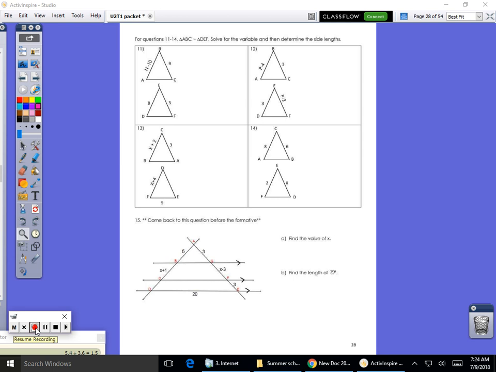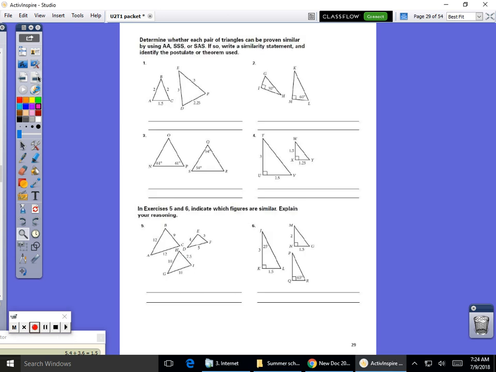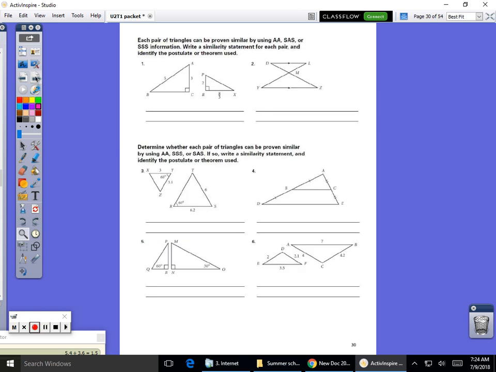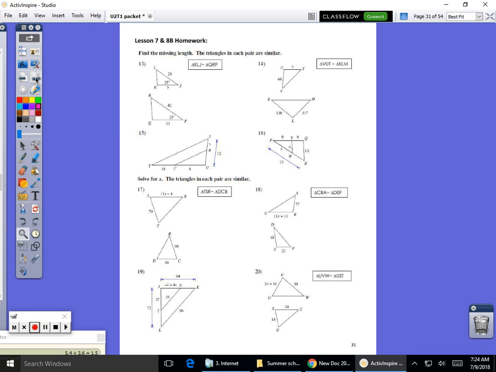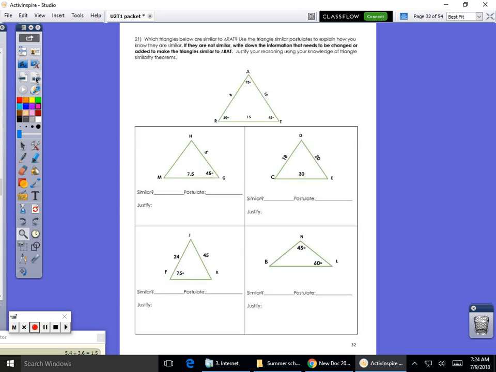All right, here are some more practice problems. And again, more practice problems. It's just determine if they're similar by angle, angle, side, side, side, or side, angle, side. That is a lot of practice.